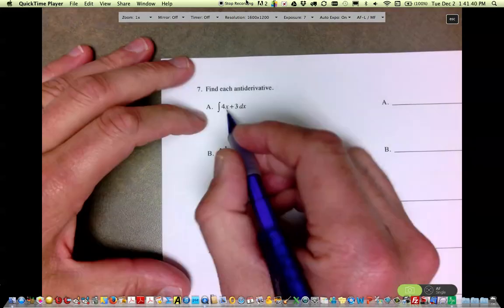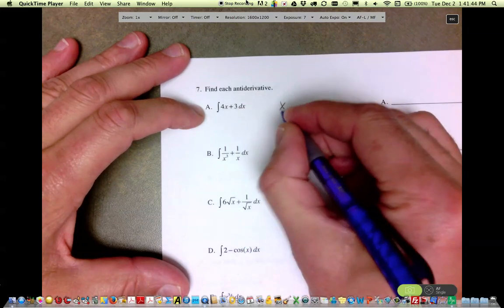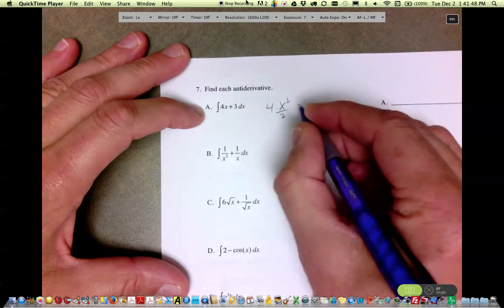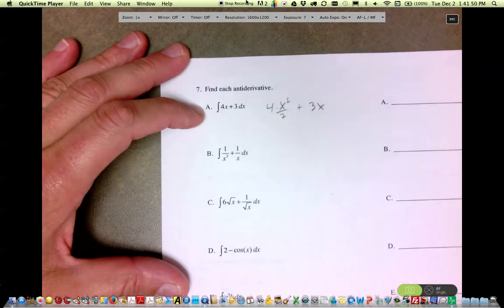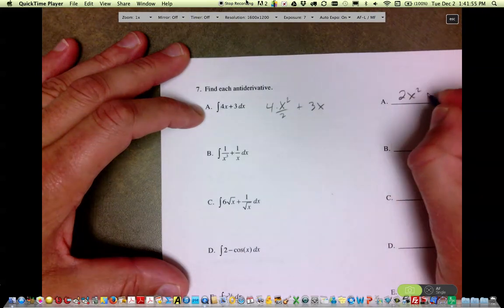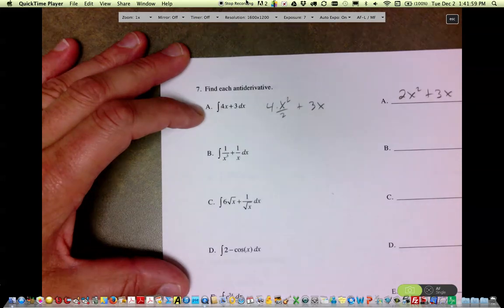So this was just going to be use the power rule. So we're going to end up with x squared divided by 2. That's going to get multiplied by 4, and then plus 3x. This will simplify into just 2x squared plus 3x, and then plus a constant.